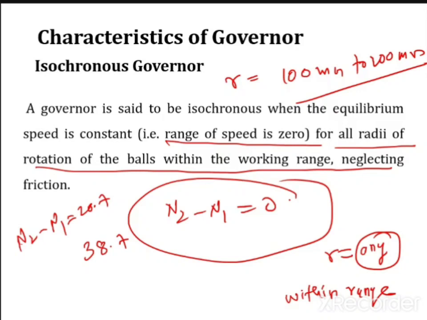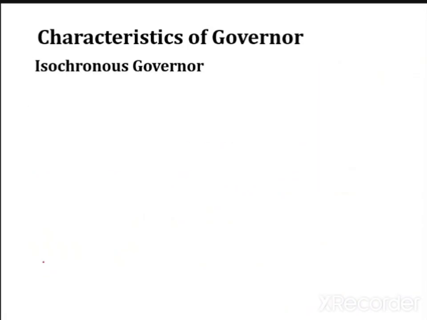Okay. Now we have two governors, one is a Porter governor and one is a Hartnell governor. We have already done the force analysis. Let us understand whether these two governors are isochronous governors or not. Is it clear? First of all, let us understand about the Porter governor.